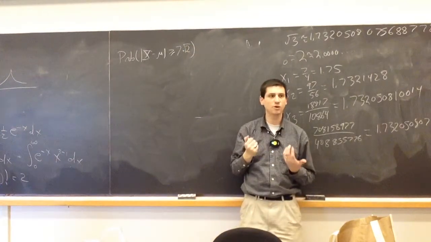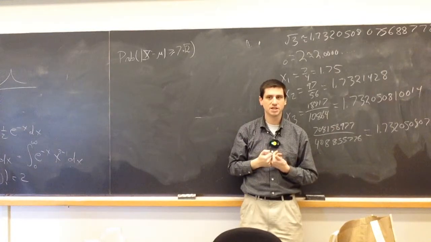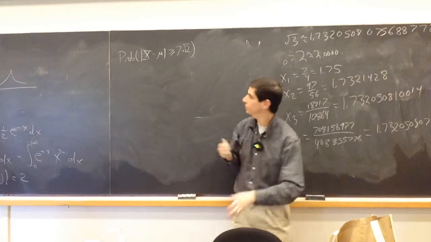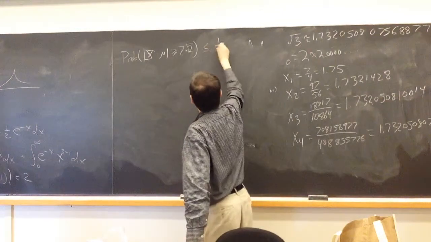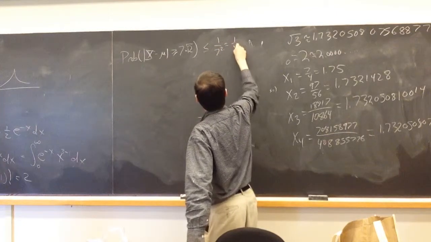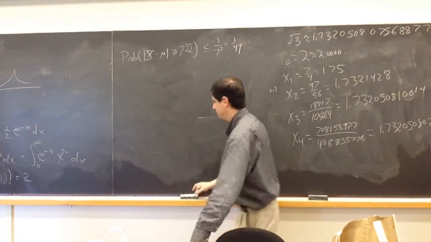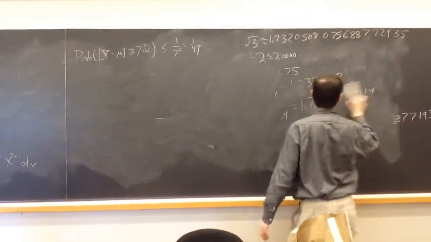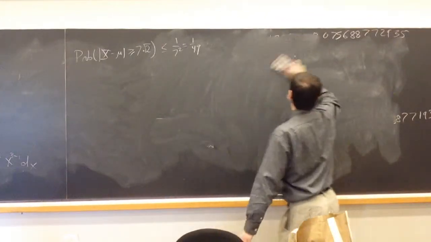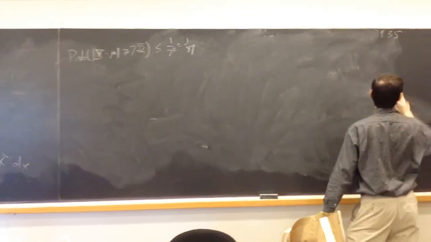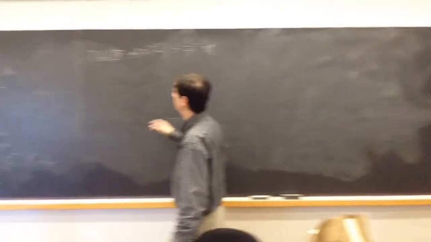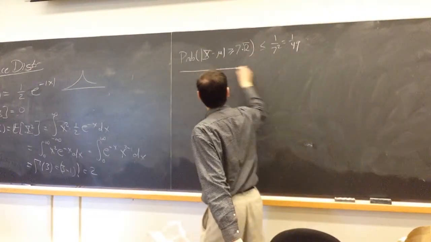So what would be a bound for the probability that I'm 7 standard deviations away from the mean? 1 over 49. So this would be less than or equal to 1 over 7 squared, which is 1 over 49. Hopefully now you can see why I chose 7. You know, 1 over 49 is approximately 1/50th. It's about 0.02. If somebody has a calculator and wants to give me the exact answer, I'll wait for that in a moment. All right.